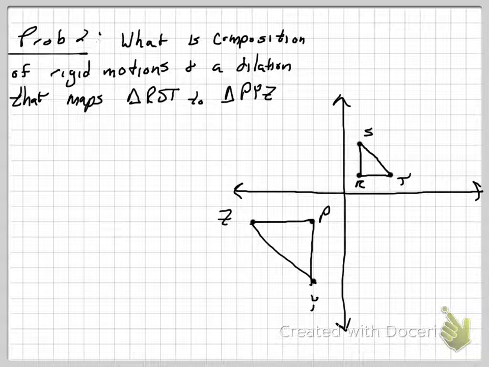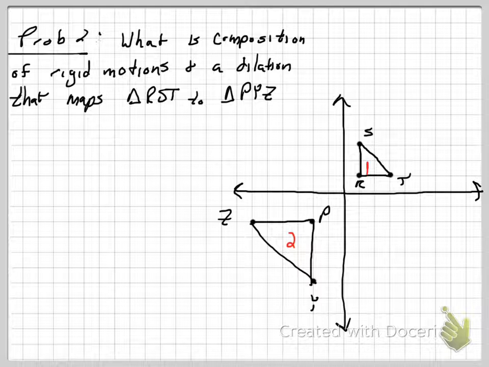Okay, problem 2, what is the composition of rigid motions and a dilation that maps RST, which is number 1 right here, to PYZ, which is number 2. So I'm going RST to PYZ. Now when you're looking at it, it looks to me like you got to turn it, right? Now we talked about when you rotate 180 degrees, it's also, because these are intersecting lines, the same as double reflection. Now, you're doing a composition of transformations here, so you don't want to use reflect, reflect, and then dilate. So you want to kind of make it nice.